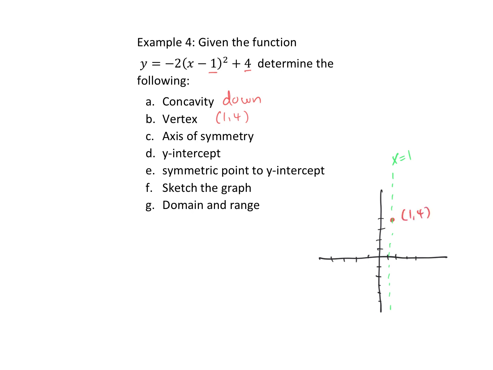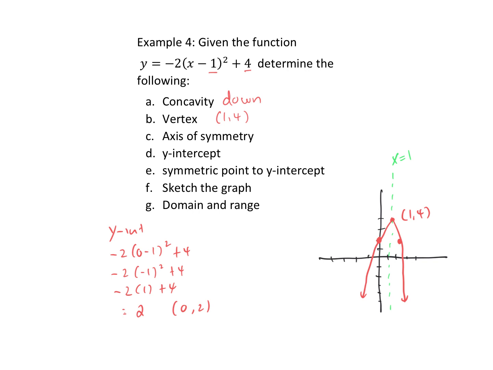I'm going to find the y-intercept by letting x equal 0. So I get -1 squared, which is +1, times -2 plus 4 is +2. So my y-intercept is 0, 2. So put that on here. And then I'm going to have a point symmetrical to it on the other side of the axis of symmetry, so it would be here. So it's 1 unit to the axis, it'll be 1 on the other side, and then I can sketch my graph.